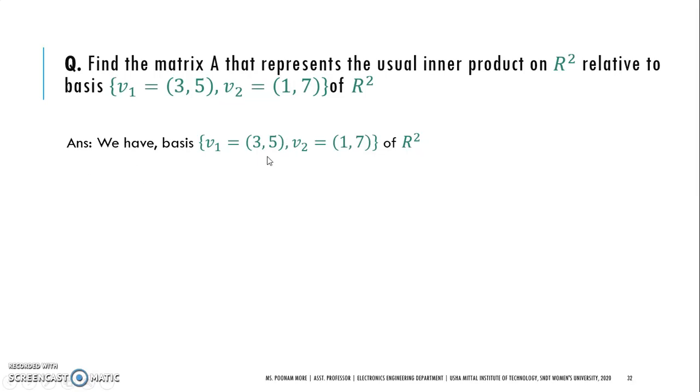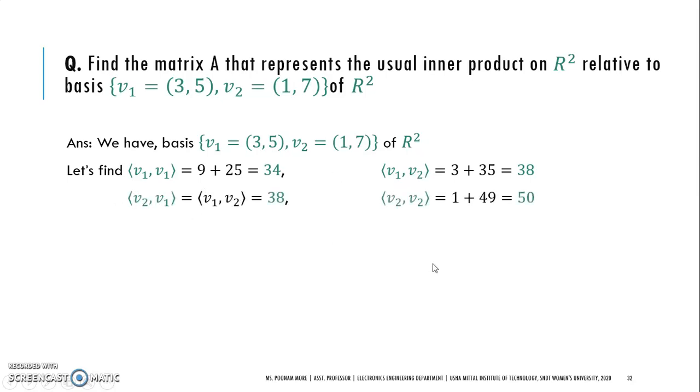As we have the bases V1 and V2 of the two-dimensional real space, we will first find the inner products such that the inner product of V1 with itself, then inner product of V1 with V2, then inner product of V2 with V1, and the inner product of V2 with itself. So if you observe, the inner product of V1 with V2 and the inner product of V2 with V1 are the same, and therefore the matrix can be written by writing these values in the matrix form.